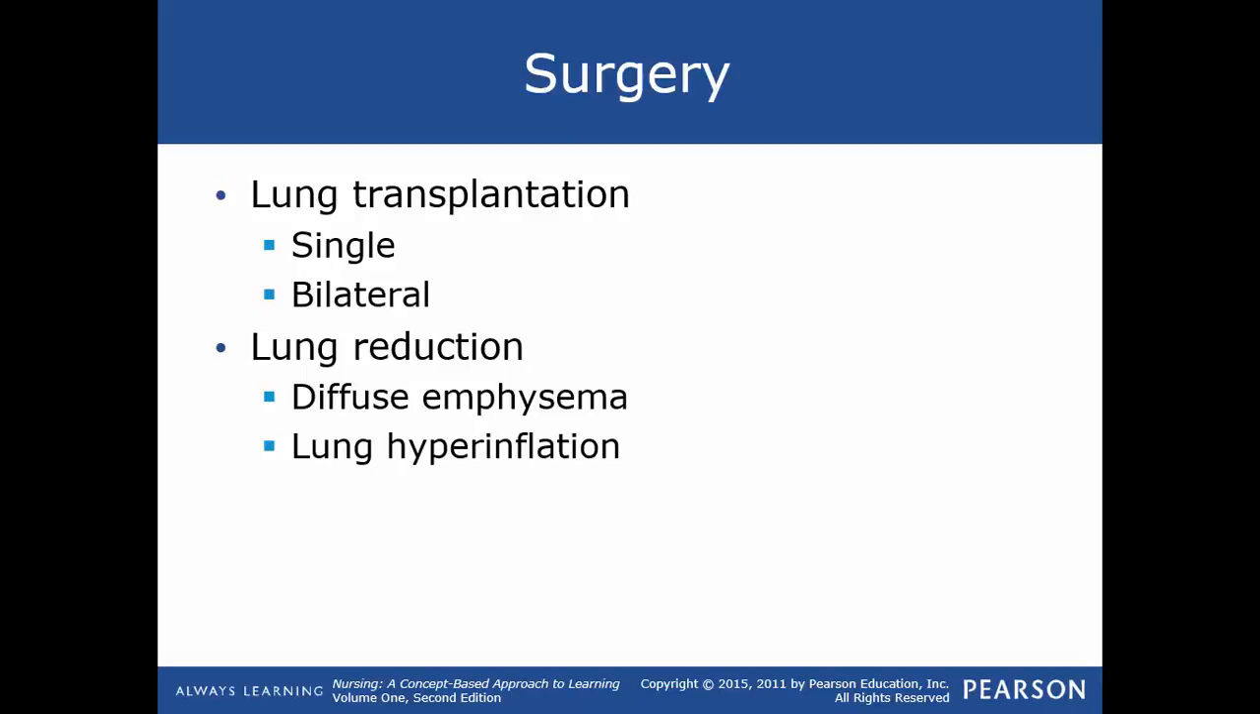Surgery: lung transplants, you can do single or bilateral. Both of these have a successful 2-year survival rate of about 73%. Lung reduction is experimental for advanced diffuse emphysema and lung hyperinflation, and it's a procedure that reduces the overall volume of the lungs. It reshapes them and improves elastic recoil, and this results in improved pulmonary function and exercise tolerance. It also helps to reduce their edema, and this is only done when medical therapy is no longer effective.